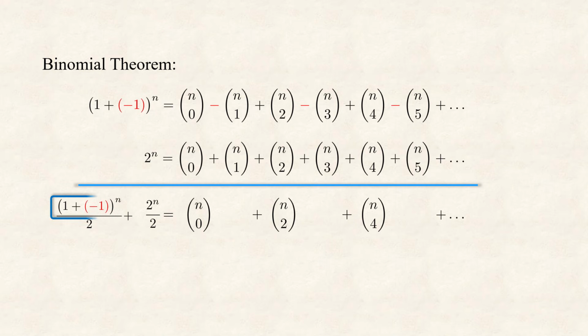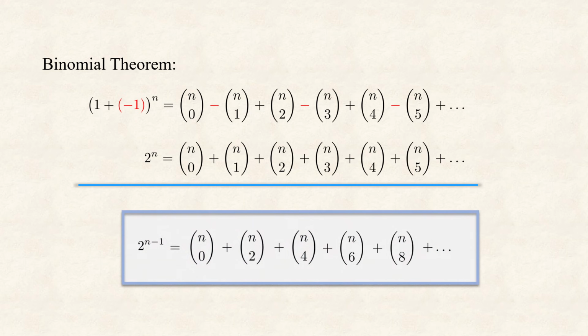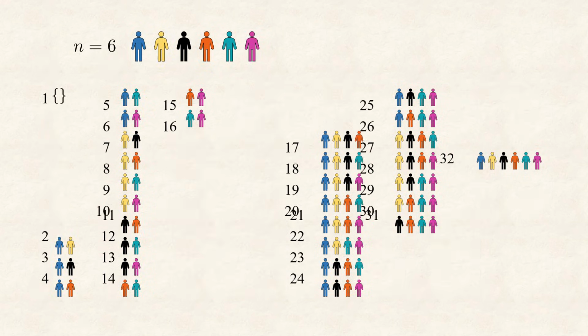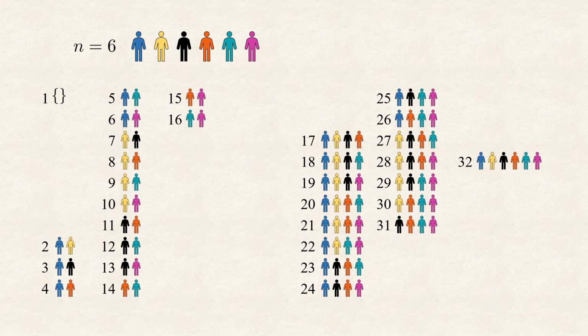And here, this 1 minus 1 to the n, that's just 0. And just like that, 2 to the n divided by 2, or simply 2 to the n minus 1, is a formula for the number of even teams. For a quick check, if we have 6 people, there turn out to be 32 possible teams with an even number of players, which indeed is exactly 2 to the 6 minus 1, or 2 to the 5.